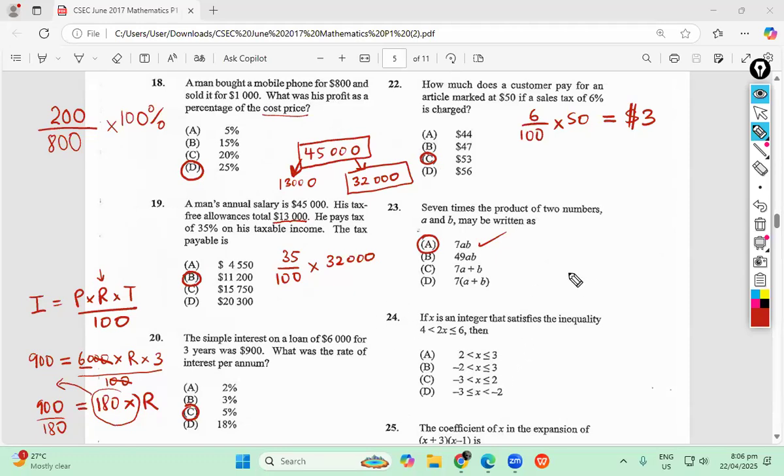But number 24, all you have to do for this one, you notice you have 2x in the middle. All you had to do was divide everything throughout by 2. If you divide one part by 2, you have to divide the whole inequality throughout by 2. So you get 2 is less than x is less than or equal to 3. The answer would have been E.